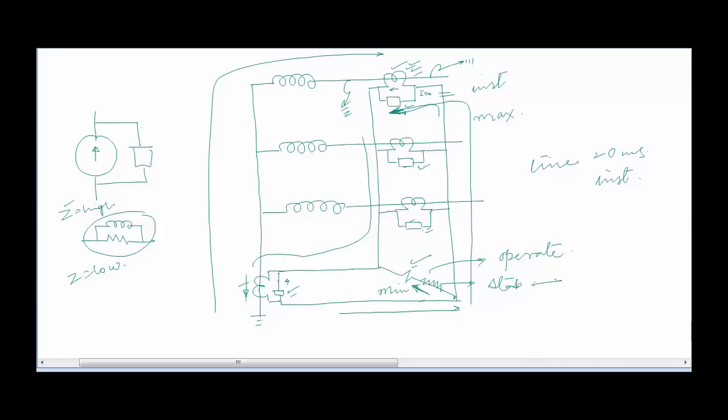Now the next question of concern is: what is the value of this stabilizing resistance? That is, how much resistance shall we introduce in series with the relay coil so that the relay does not mal-operate when there is a fault outside the restricted earth fault zone?